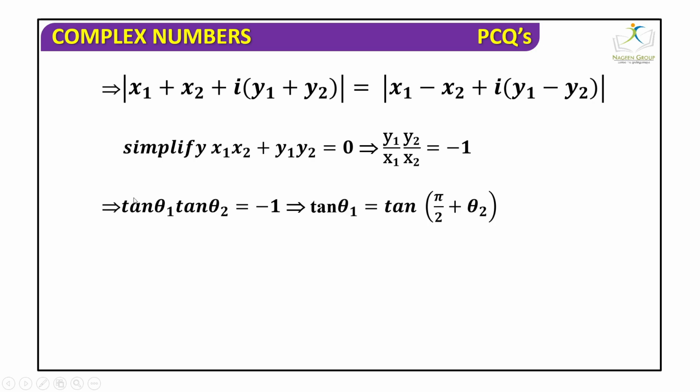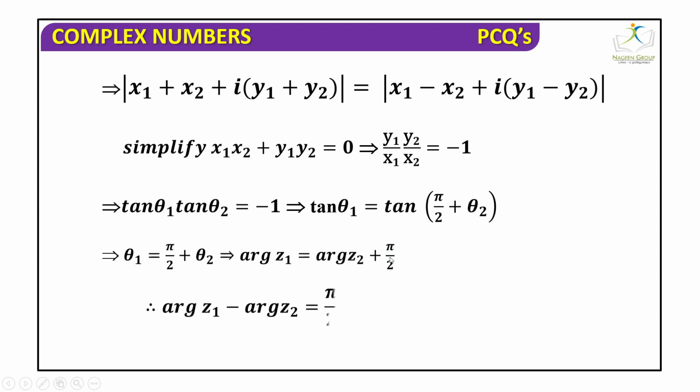From this we say tan theta 1 equals minus 1 by tan theta 2, which is equal to tan of pi by 2 plus theta 2, right? It becomes negative. From here we say theta 1 equals pi by 2 plus theta 2, or you can say argument of z1 equals argument of z2 plus pi by 2, right? Then argument of z1 minus argument of z2 comes equal to pi by 2.